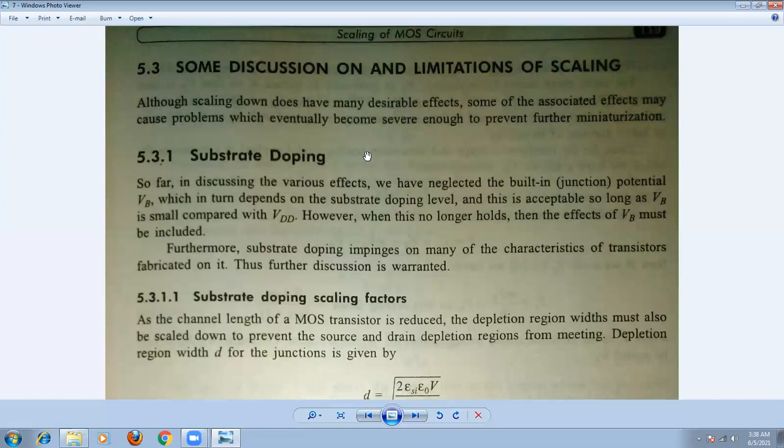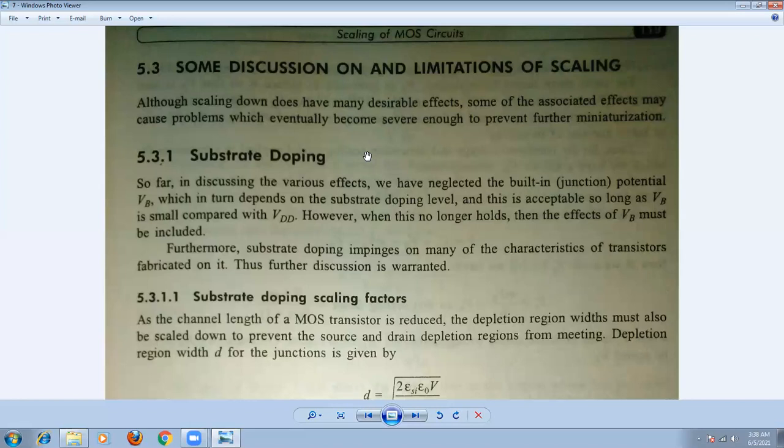That is what we already discussed: 1 by alpha times 1 by beta. Therefore, VDD will be scaled down, so the value will not be close to 5 volts anymore. Depending upon the size and technology, the value of VDD also changes, so it decreases.